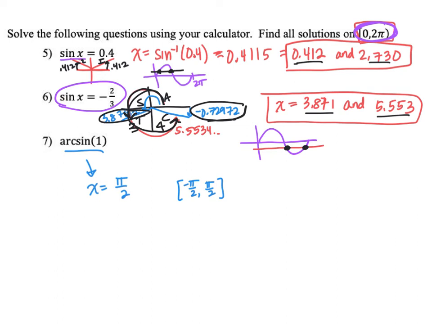And number 7, they just said, what is the arc sine of 1? So it's asking the angle measure that would produce a numerical value of 1. So in this case, you just have one simple answer. It's going back to our inverse trig, and our answer is, it's restricted on this domain right here. So here we have it, and we are done.